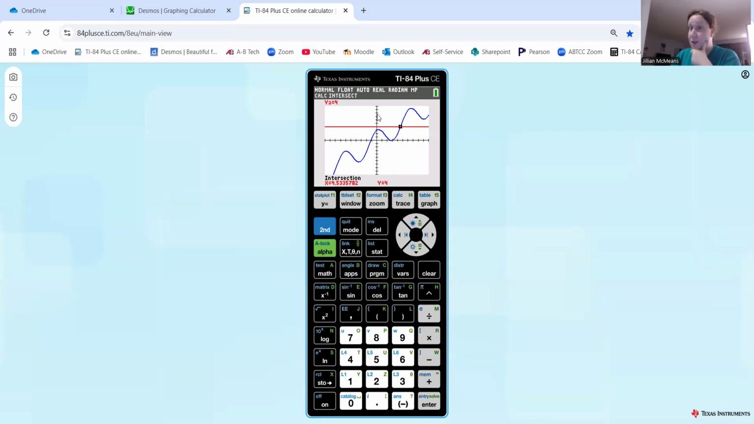Again, don't rely too heavily on Desmos. Don't let it do all the work for you. Make sure you know how to also use your TI-83 or 84. Okay.